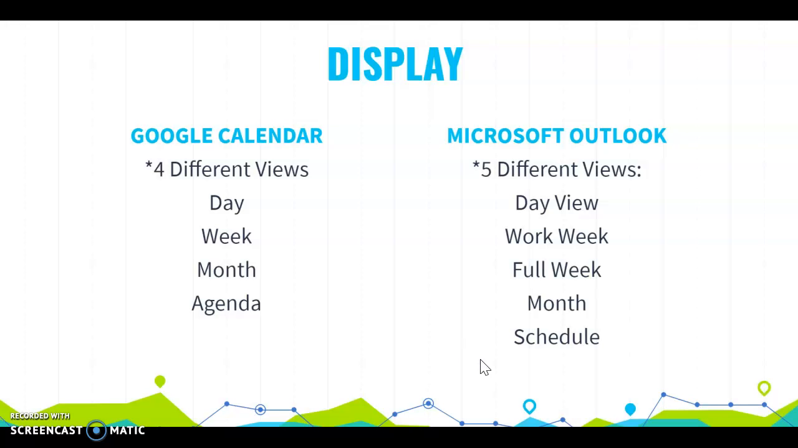The displays are a little different. Google Calendar offers a view of your calendar by the day, week, month, or the agenda view. And Microsoft Outlook does similar, except they also have a scheduling view, and then a work week and a full week. Google Calendar does offer customizable options where you can change colors and banners and such, so they're pretty similar in your displays as well.